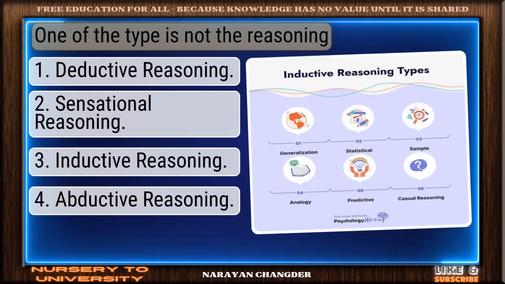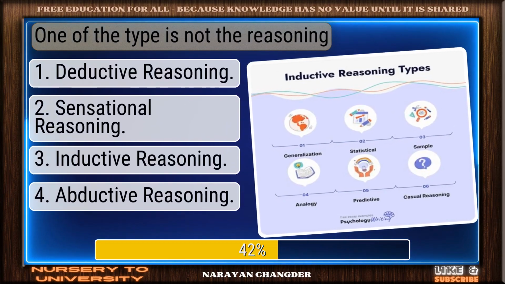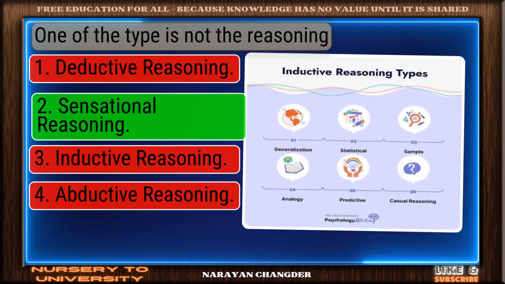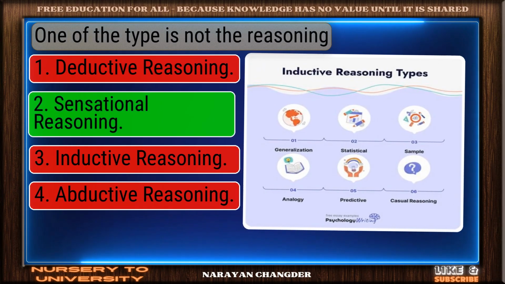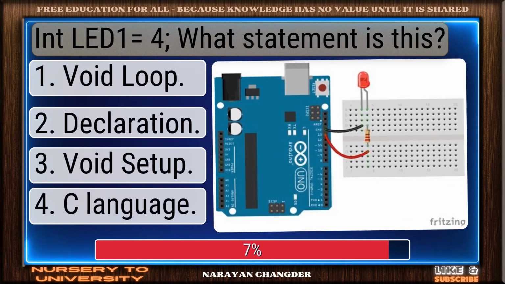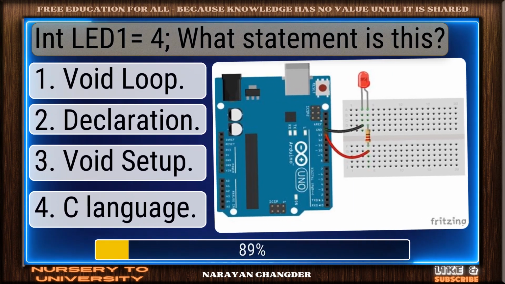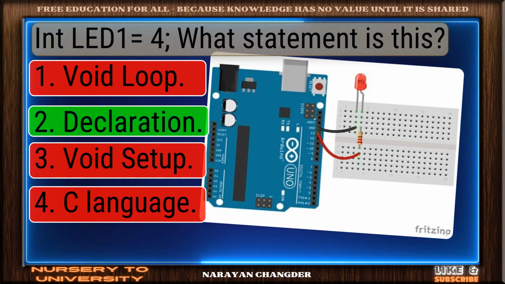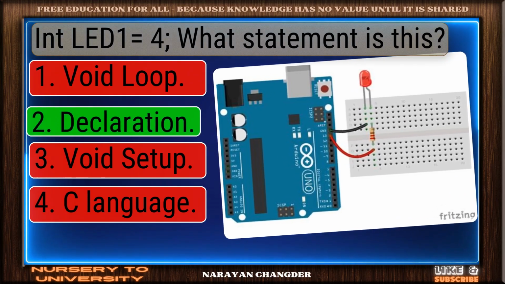One of the types is not reasoning. Strong choice. Sensational reasoning is the right answer. int led1 equal to 4. What statement is this? Clear logic. Your choice, declaration, is sound and 100% true.